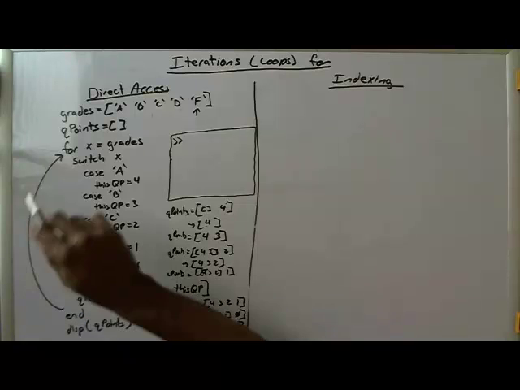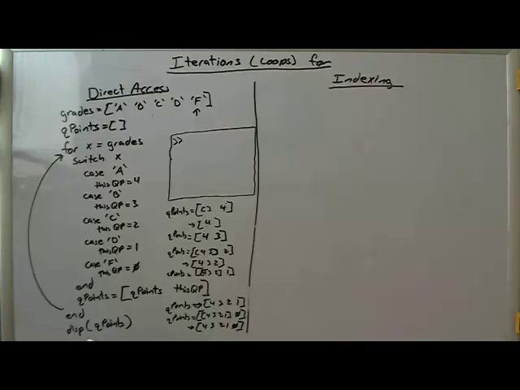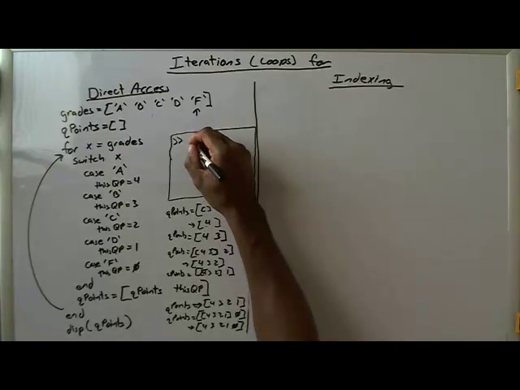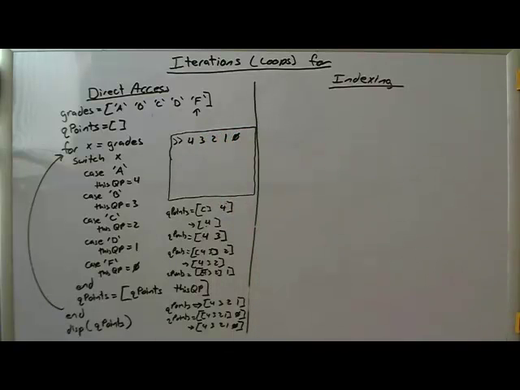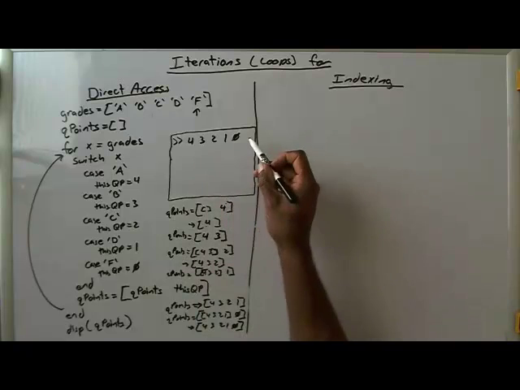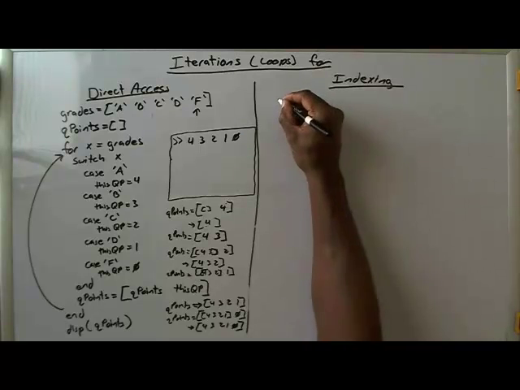I go back up here. I've reached the end of my vector. I'm done with my for loop. And so now I display Q points. What gets displayed is 4, 3, 2, 1, 0. And these are the corresponding quality points for these particular grades. So that's what's going on in this loop with the direct access. Let's see the implementation over here.